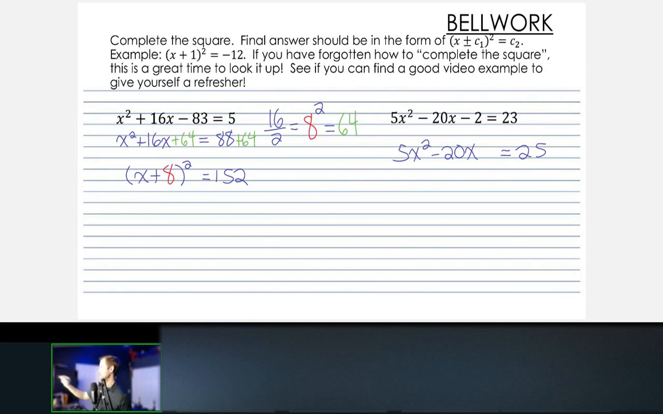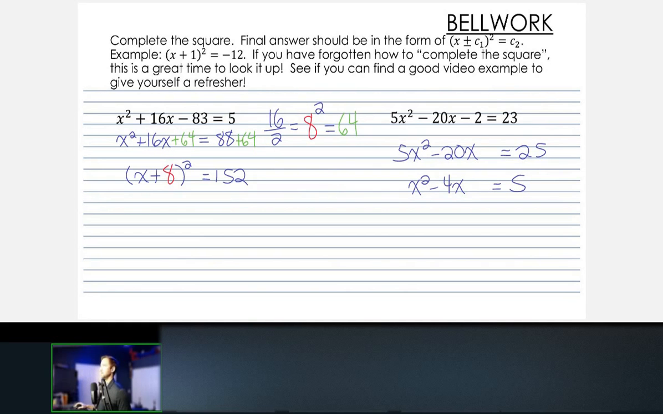Now, so this is super important. In order to complete the square, this only works if your leading term, the coefficient, is a 1. So if it's like a 2, a 3, in this case it's a 5, you can't complete the square without doing something to this. And by the looks of it, we can divide everything by 5. So divide everything by 5 and we're going to get x squared minus 4x, leave some space, equals 5. So we just reduced it by a factor of 5.